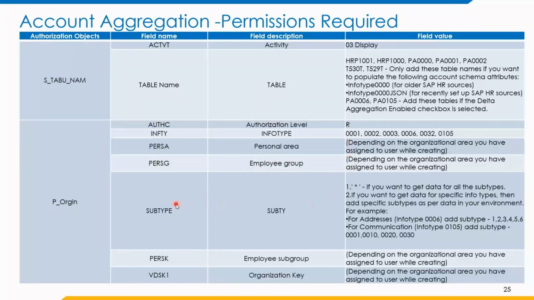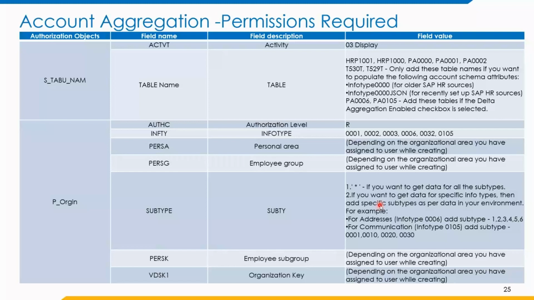Coming to subtype, this is one of the important fields. For example, there are subtypes for any info type. For example, address may have subtypes. So you can understand subtypes. For example, the address can be a permanent address or a temporary address. So we can differentiate address into two subtypes.